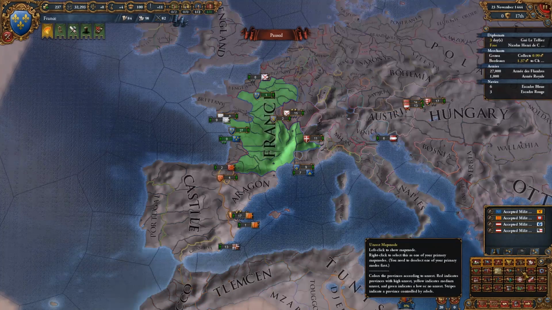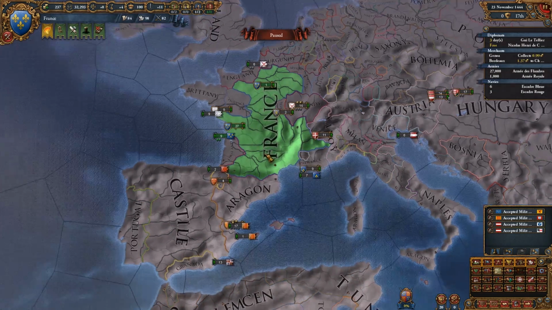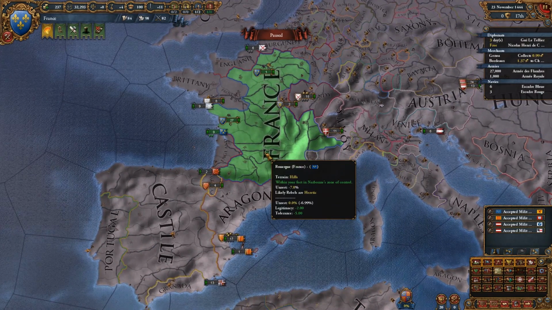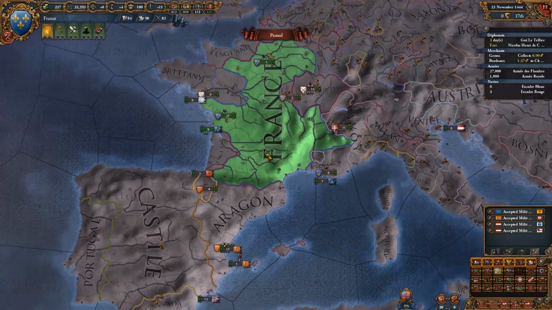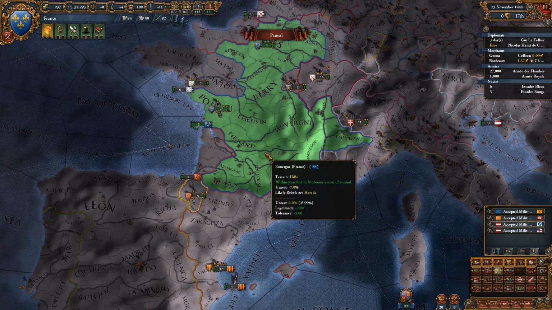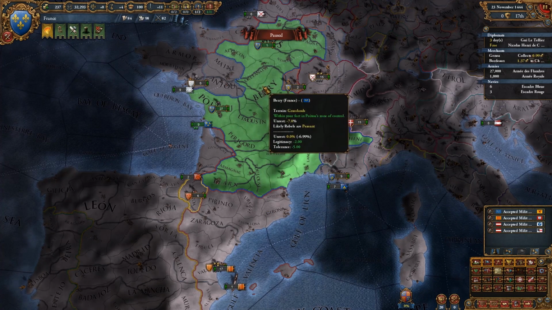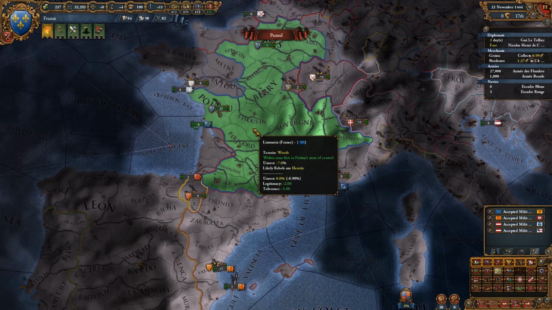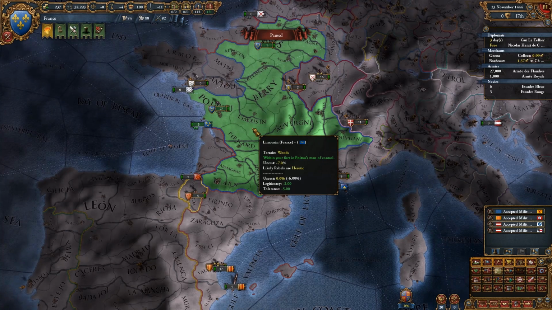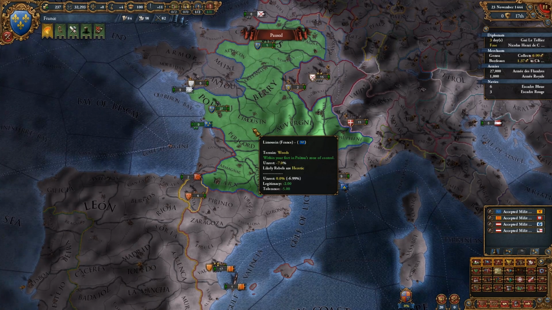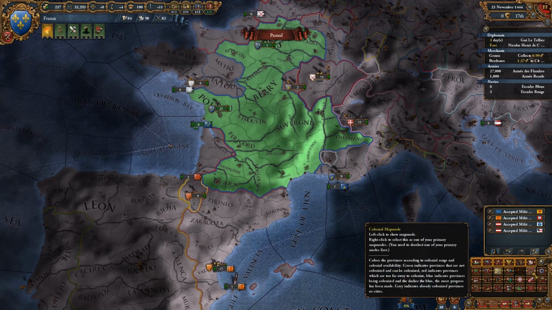We've also got the unrest map mode. Unrest is basically when there's a chance of rebellions popping up in certain provinces. Now, luckily at the start of the game, we don't really start with any, so the local unrest is pretty much 0 everywhere. But if these provinces start to turn red, the darker the red they are, the more likely there is to be a rebellion in that province.